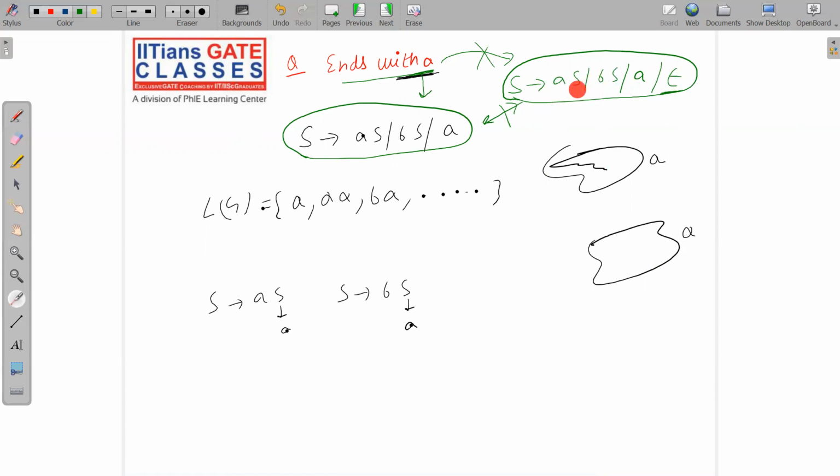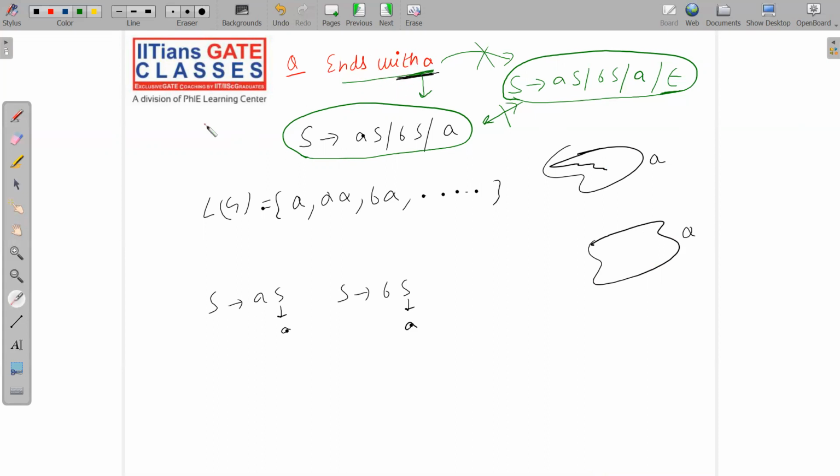If this is generating some extra strings, then you cannot say that this grammar is generating all possible strings over A and B. This grammar is for the language in which we have all possible strings over A and B which end with A.